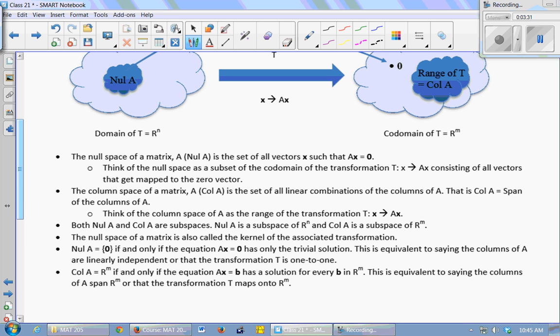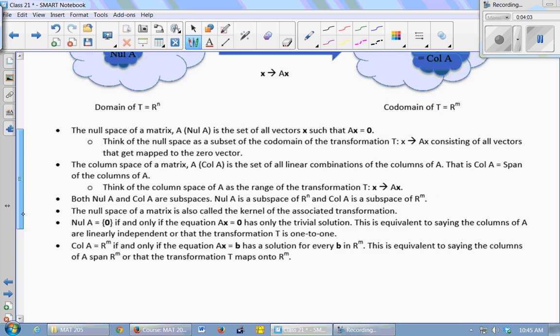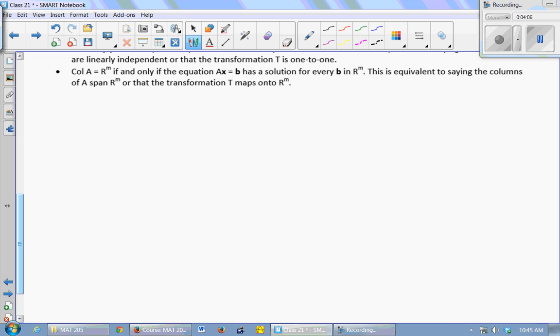Both Nul A and Col A are subspaces. The null space of A and the column space are subspaces, so they're vector spaces. They're definitely subsets: Nul A is a subset of Rn, and Col A is a subset of Rm. So they're subsets of known vector spaces, and there are just 3 things you have to show to prove they are subspaces. So let's quickly do that. Let's look at the null space of A, and then we'll go back to the notes.